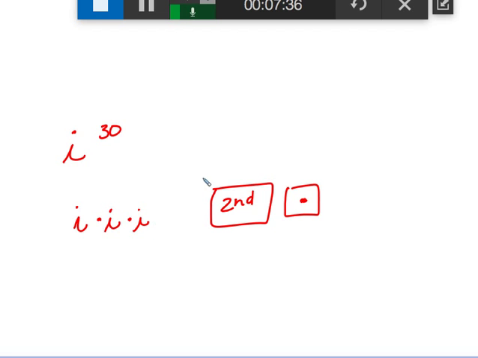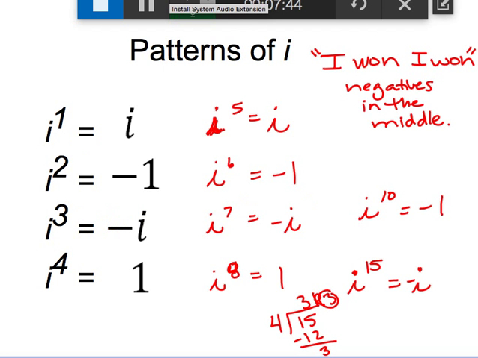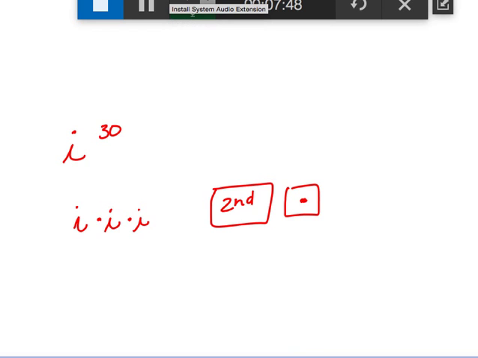So that's just something if you want to save yourself some time. But honestly, I think it takes longer just to type in an i 30 times than it does just to simply follow this little pattern that we talked about.